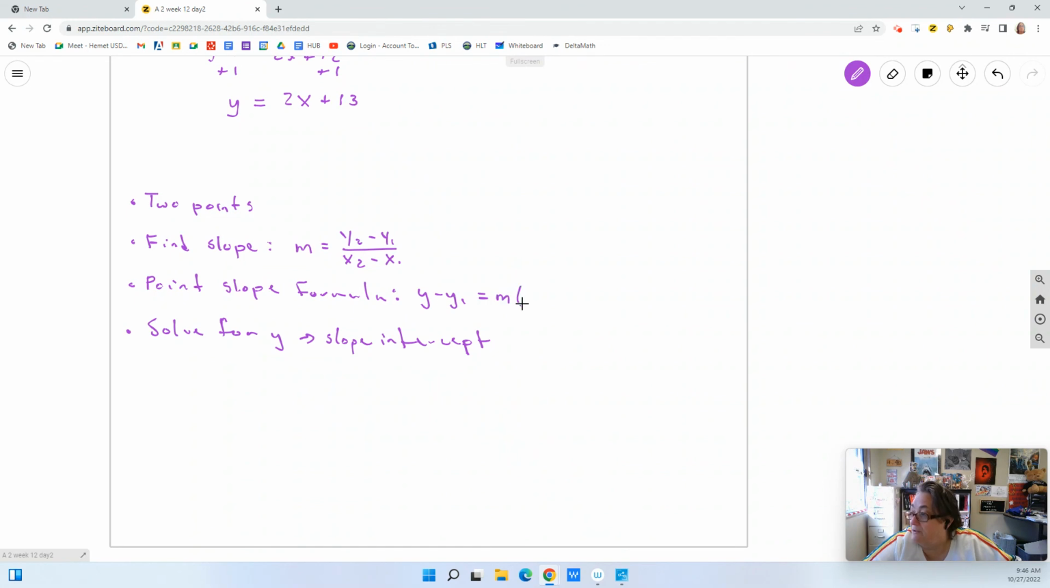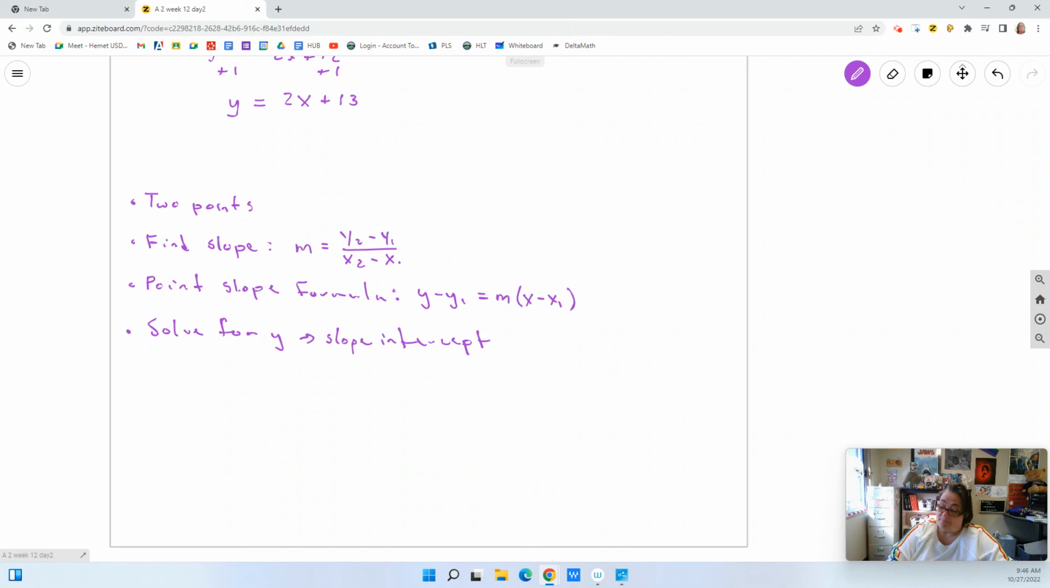It's just weird. x minus x1, right? So if I have anything along that line, as long as I'm starting with at least 2 points, I can find my slope. And if I can find my slope, I can use point slope formula. And if I can use point slope formula, I can get it into slope intercept form. And then I've written the equation of the line.